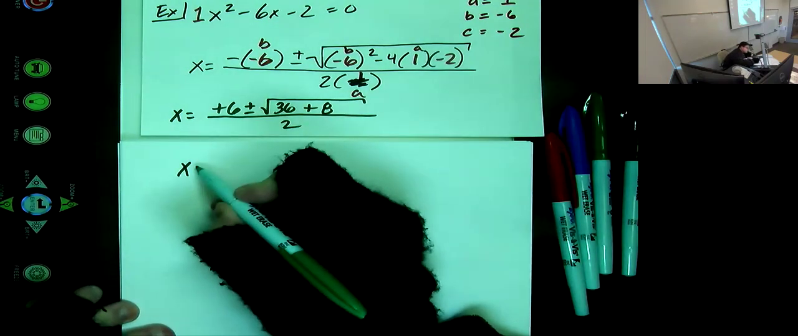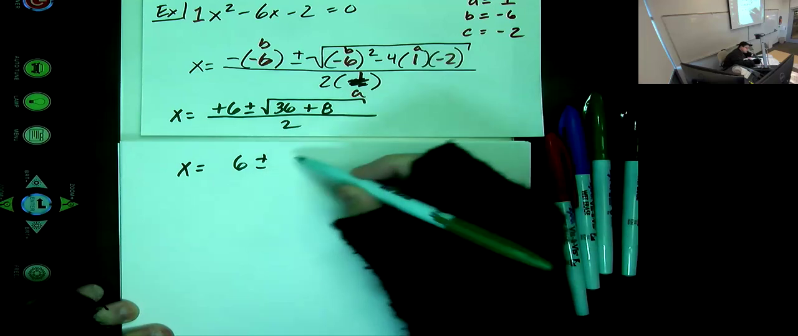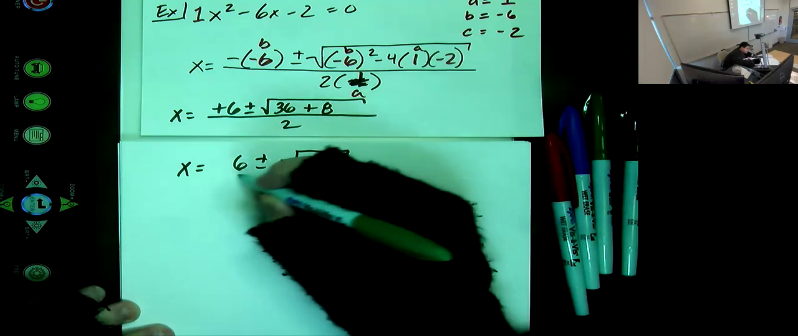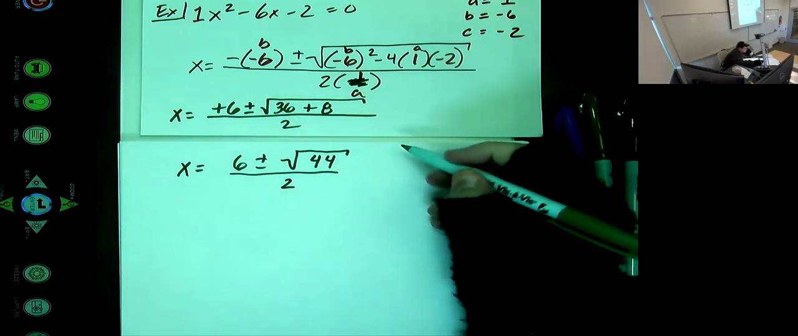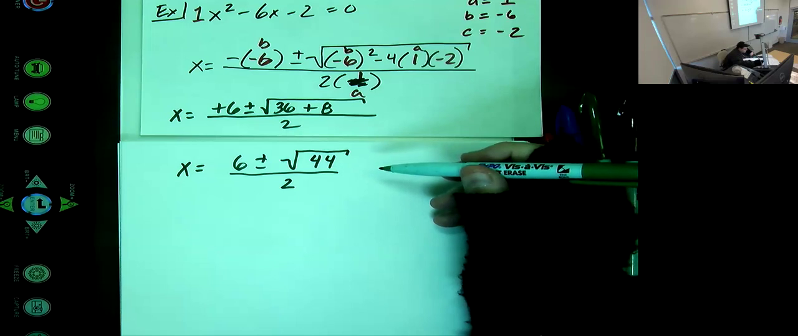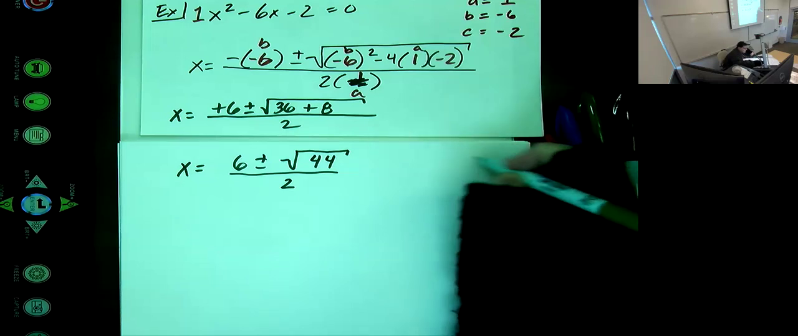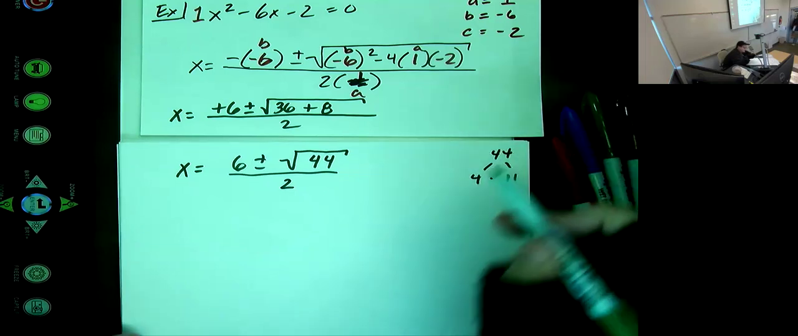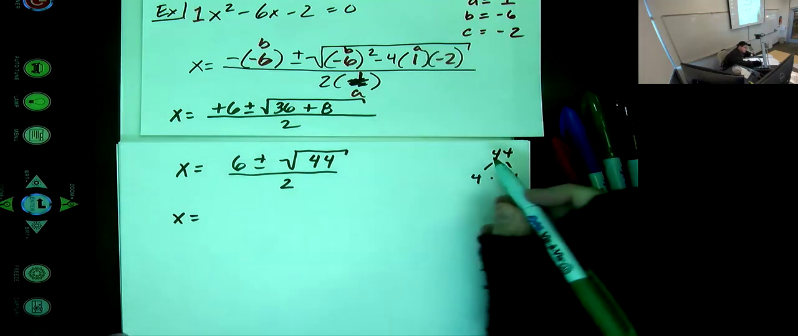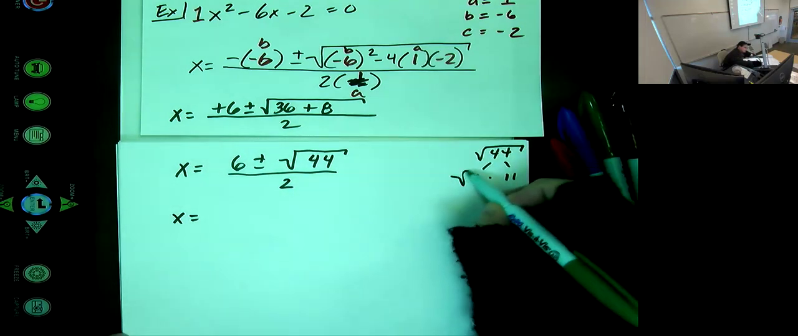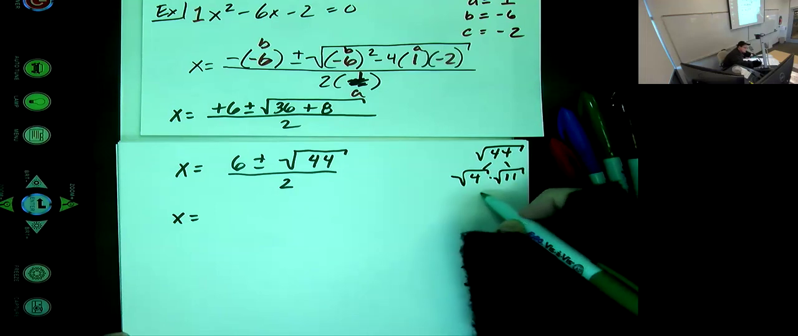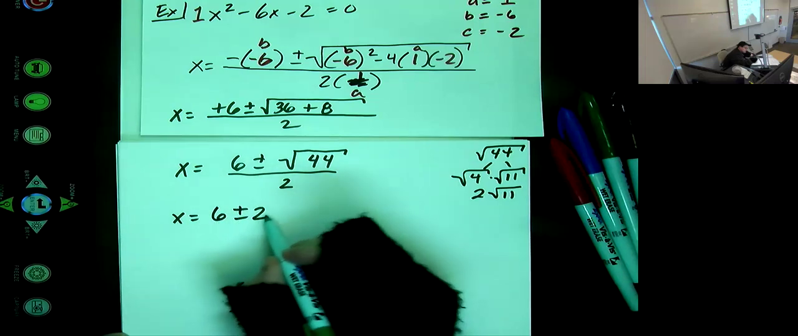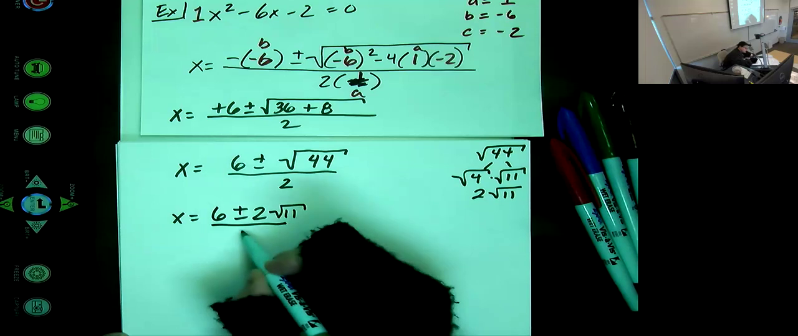So we'll continue. We've got 6 plus or minus. We add 36 and 8 together, we have 44 over 2. Forty-four is 4 times 11. And so the square root of 44 is the square root of 4 times the square root of 11. So this turns into 2 root 11. So we got 6 plus or minus 2 square root of 11 over 2.